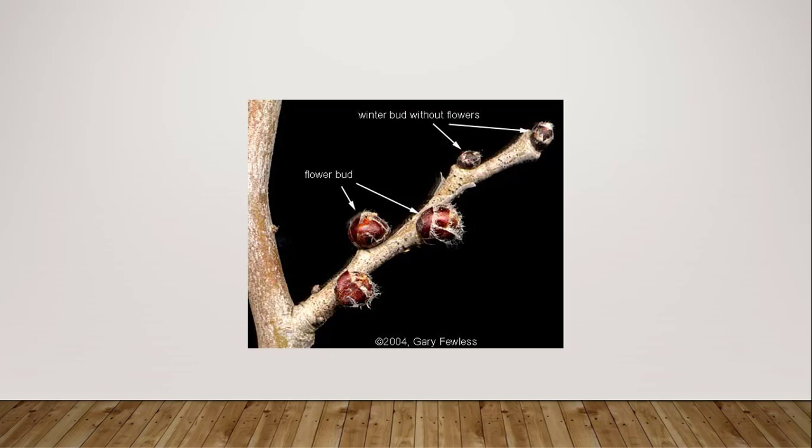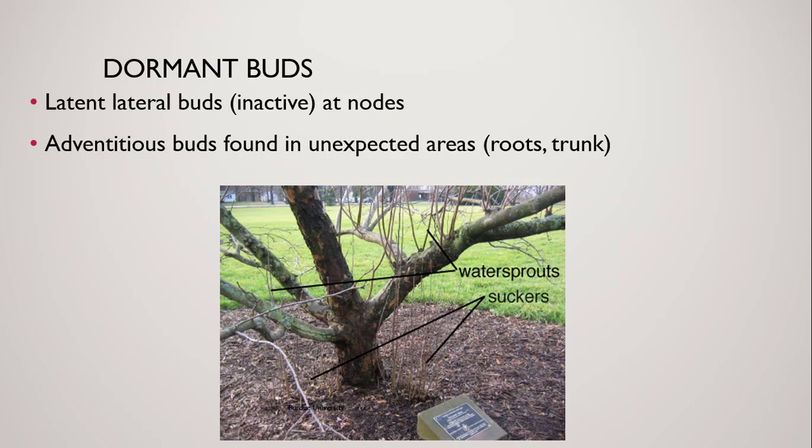And sometimes you can really see this on rhododendrons. You can tell the difference between a flower bud and a leaf bud. The leaf buds are going to be much more narrow, a little more elongated, and the flower buds are going to be really fat. Okay, dormant buds include latent lateral buds or inactive buds at the nodes, and adventitious buds are found in unexpected areas like roots and trunk, and these include our water sprouts and our suckers.